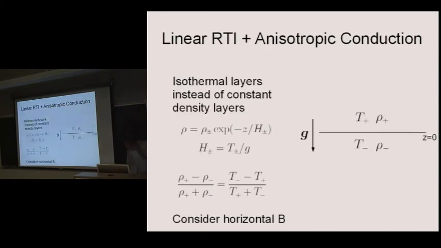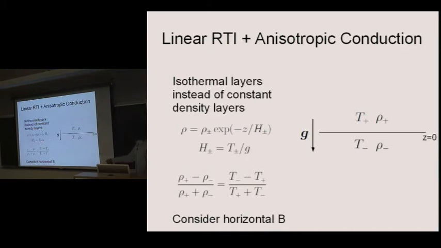Okay, so now I'm going to do the problem with anisotropic conduction, and since the conduction cares a lot about temperature, so that the free energy source is temperature gradients, instead of doing a constant density layer, I'm going to do an isothermal layer, so that the only source of free energy is what's going on at the interface, and there's no kind of free energy in the layers themselves.